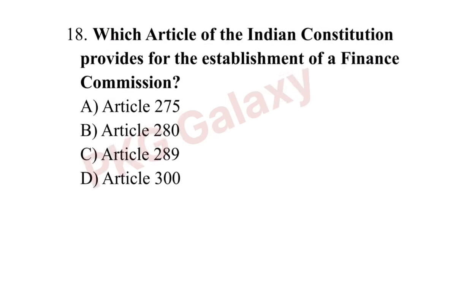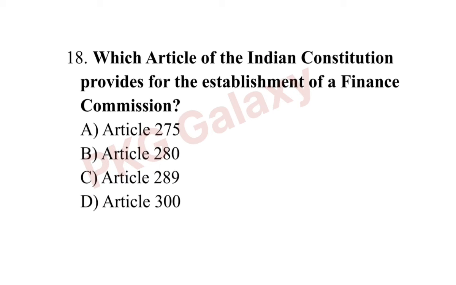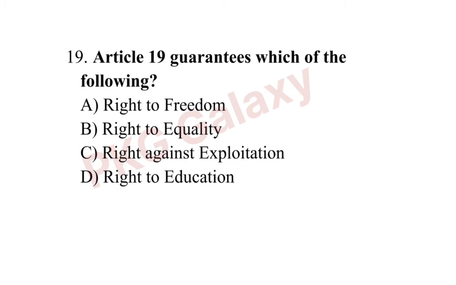Next question. Which article of the Indian Constitution provides for the establishment of a finance commission? The correct answer is option B, Article 280. Next question. Article 19 guarantees which of the following? The correct answer is option A, right to freedom.